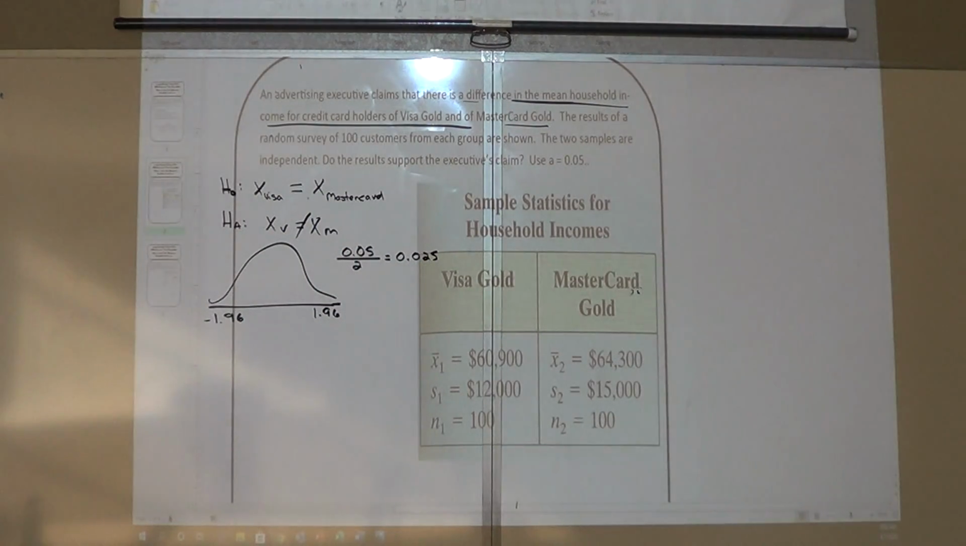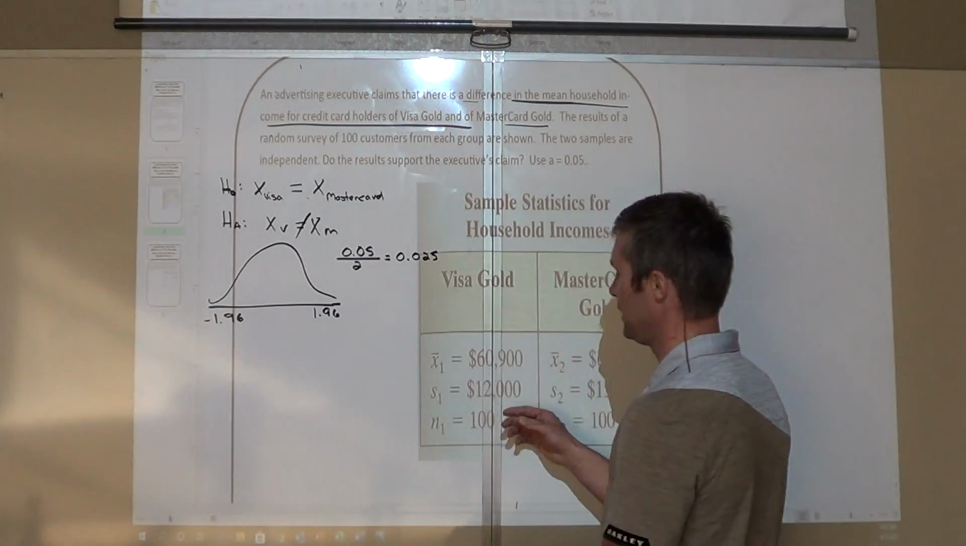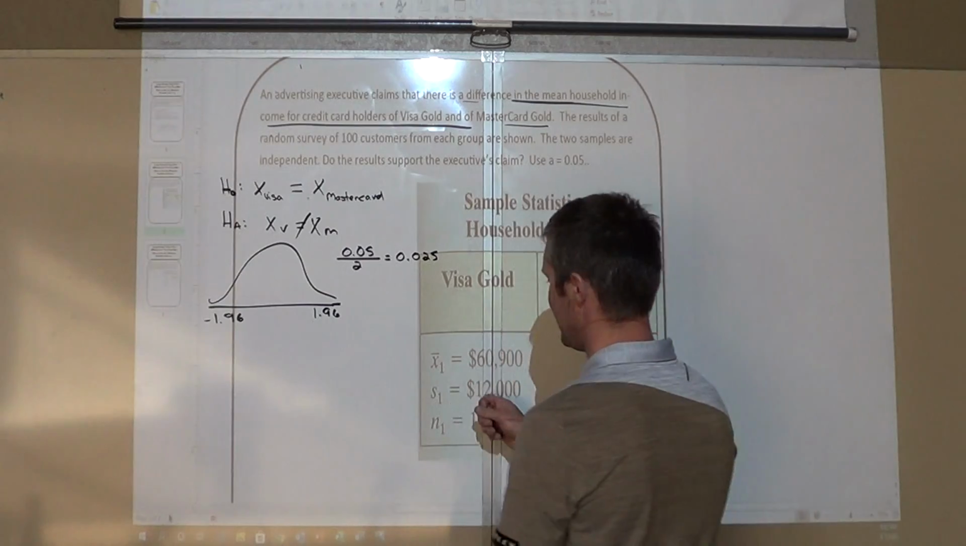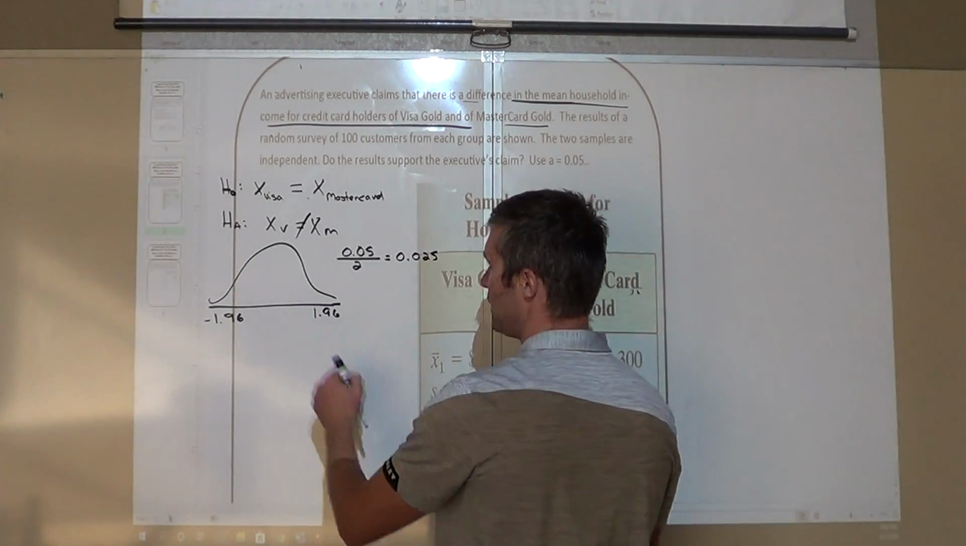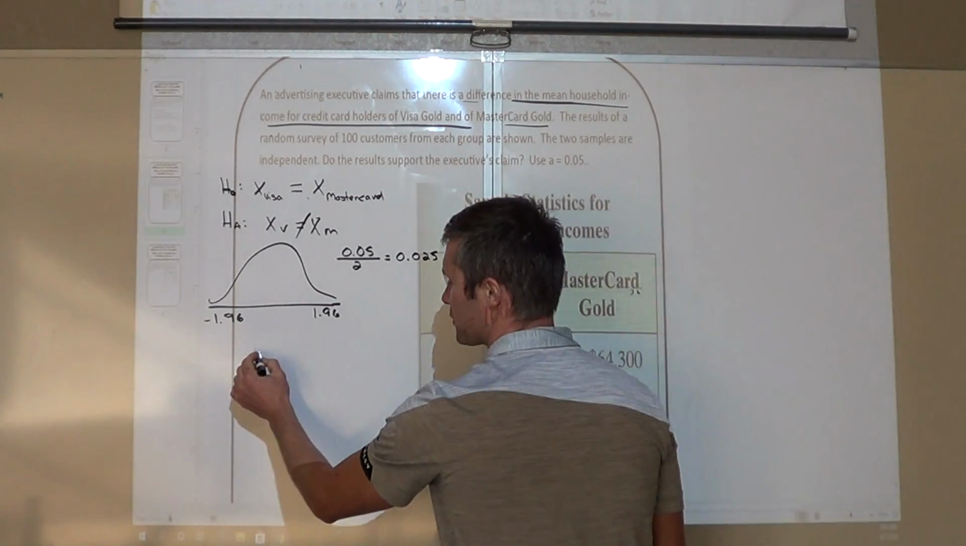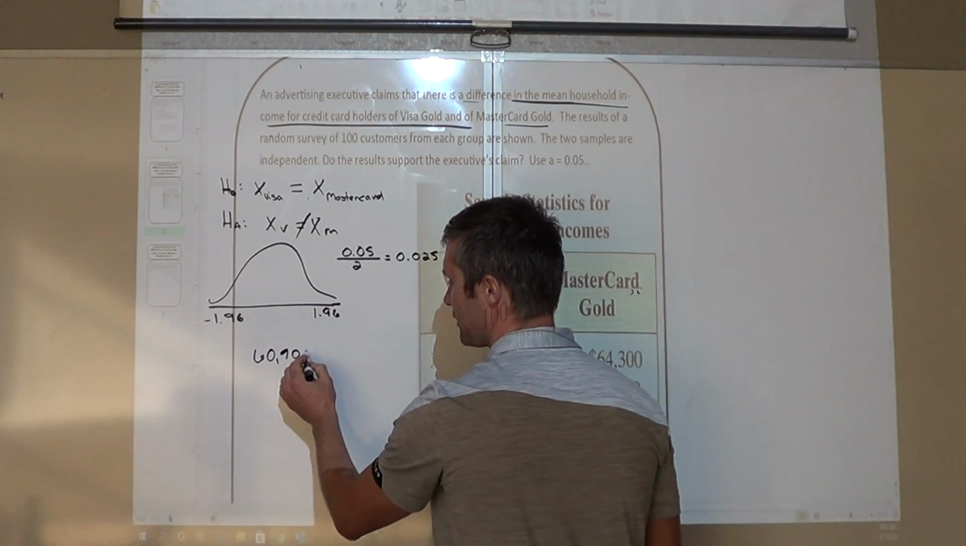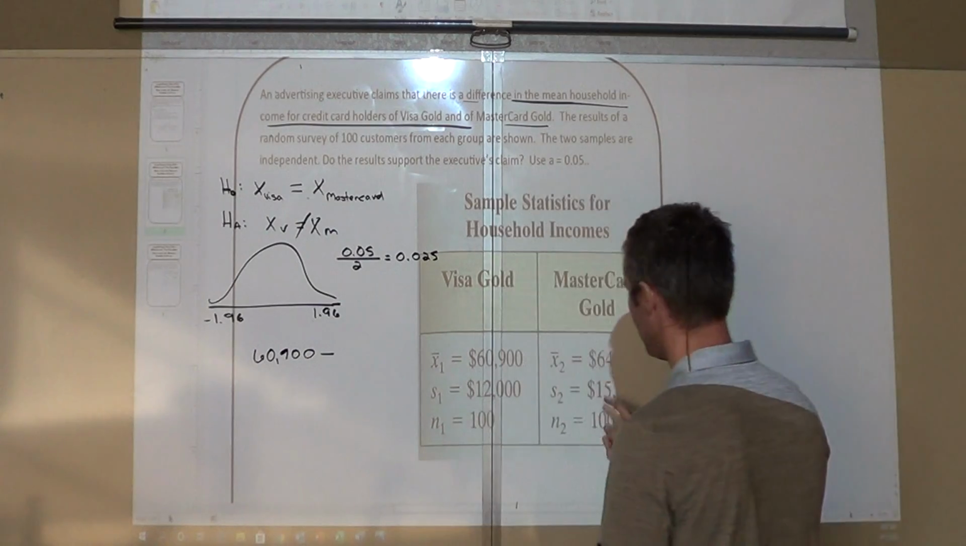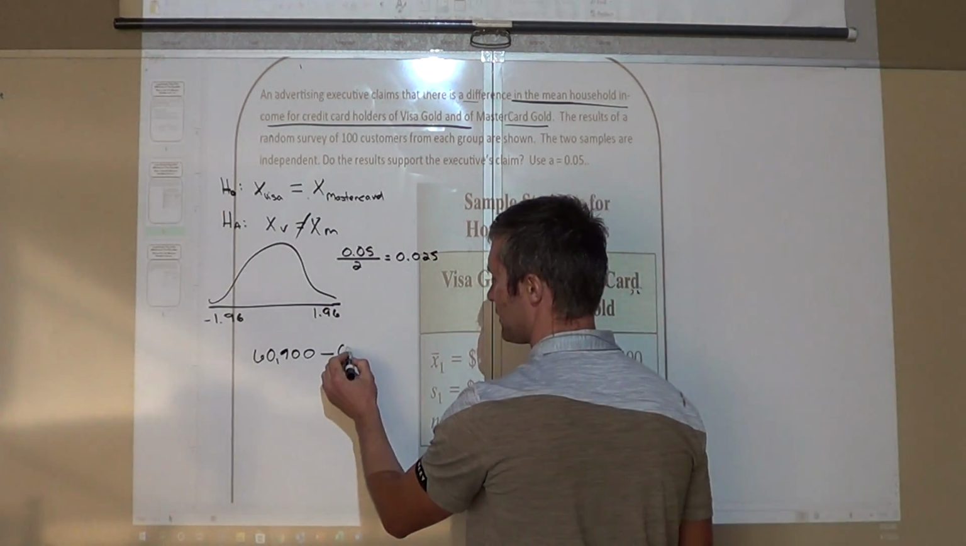I'm not going to use it every time, but we're using a z-score. Then we go ahead and find it. So we come through here, we subtract it. 60,900, so we're doing our visa minus this one. If you switch the order, that's okay, but just be consistent.